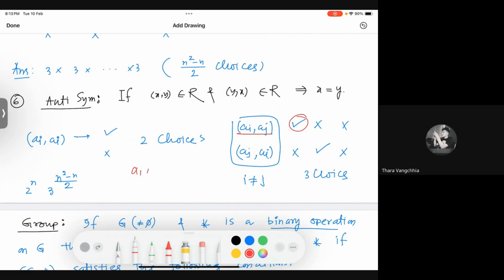So how many antisymmetric relations are there? 2 to the power n into 3 to the power, how many 2s are multiplied? 2 into 2 into 2, n times, and 3 into 3 into 3, (n squared minus n)/2 times. So there are 2 to the power n into 3 to the power (n squared minus n)/2 antisymmetric relations on G.